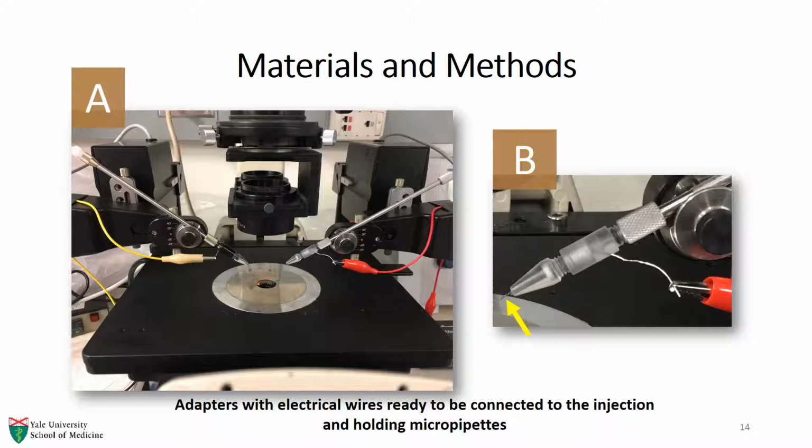Picture A shows the adapters integrated into the pipette holders. The yellow arrow in picture B points to the portion of the electrical wire that is going to be inserted into the glass micropipettes, ICSI or holding.